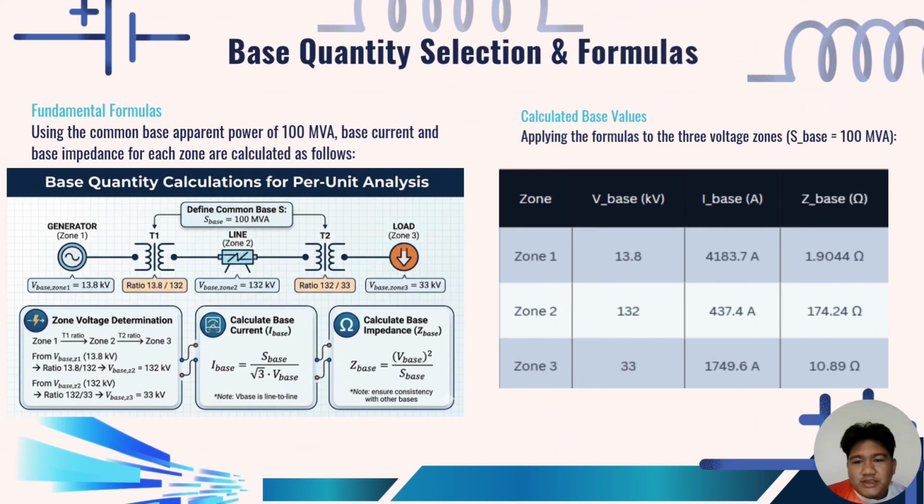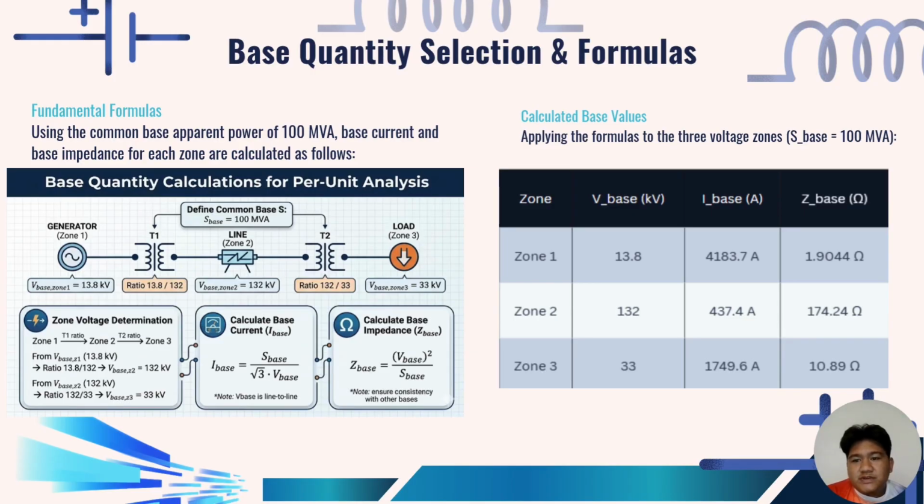Alright, so today I will be walking you through the process of determining base quantities for per unit analysis. We will be referencing the data present in this slide, which illustrates the systematic approach to selecting and calculating these values. First of all, as shown in the left section, we begin by defining a common base apparent power, which in this example is S base equals 100 megavolt ampere. So the system is divided into three distinct voltage zones separated by transformers.